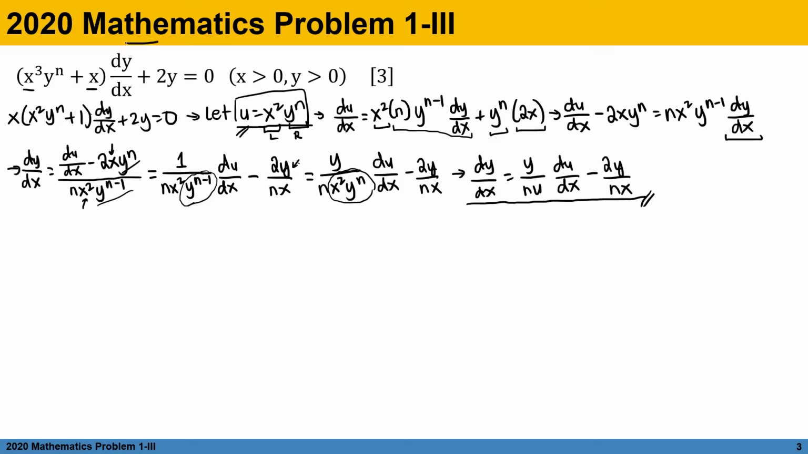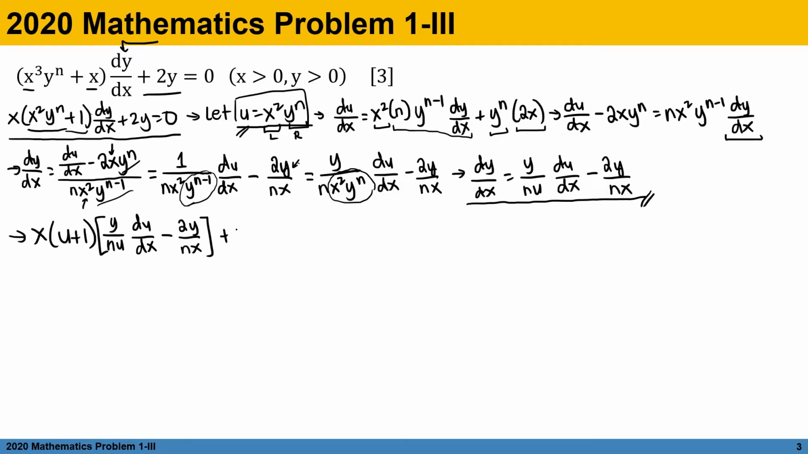And let us substitute that into this dy over dx of the original equation 3. So again, we have this expression for equation 3. We have x, and then x squared y to the n can be replaced by u, plus 1. And then our dy over dx is y over nu du over dx minus 2y over nx. And then for the second term, plus 2y equals 0.